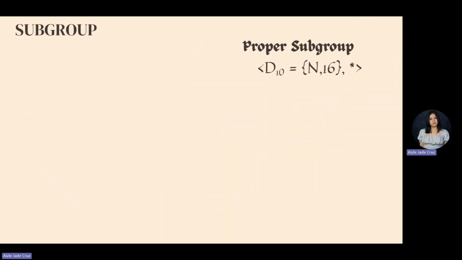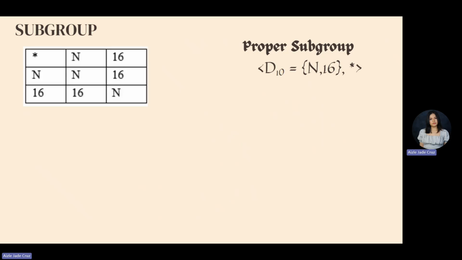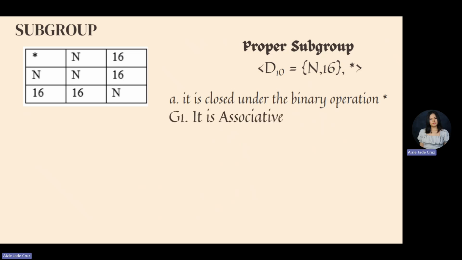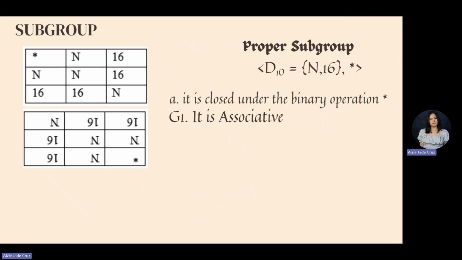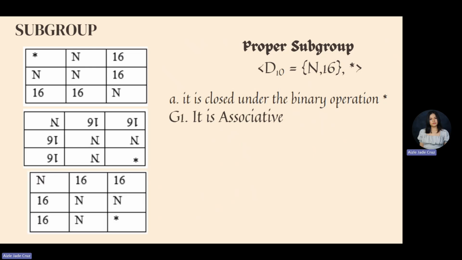Next one. G sub 10 consisting of the elements n and 16 under the binary operation star. G sub 0, it is closed under the binary operation star. G sub 1, it is associative because if we rotate the table by 180 degrees, we can get the same structure as the original table. Therefore, it is associative. G sub 2, there's an identity element which is n.